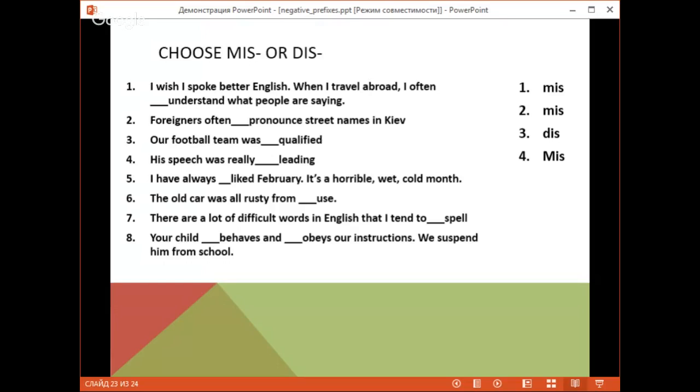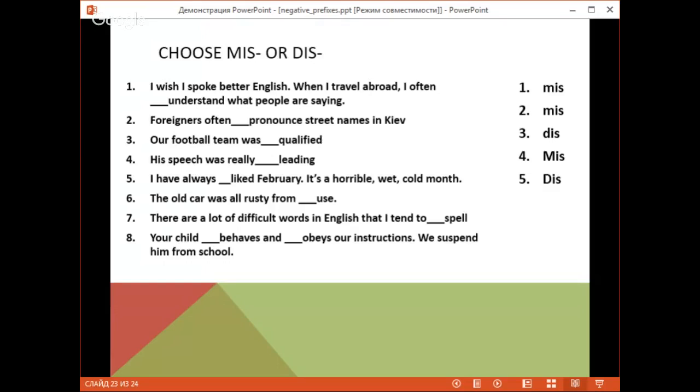Number 5, and this is true for me, I have always disliked February. What about you, Ola? I actually like it. You see, my colleague is not so negative, but me, I'm very negative about this month. So I disliked it. Is there actually any month that you dislike? No, I guess not. You see, she doesn't need negative prefixes. Maybe she just doesn't like using the words with prefixes.